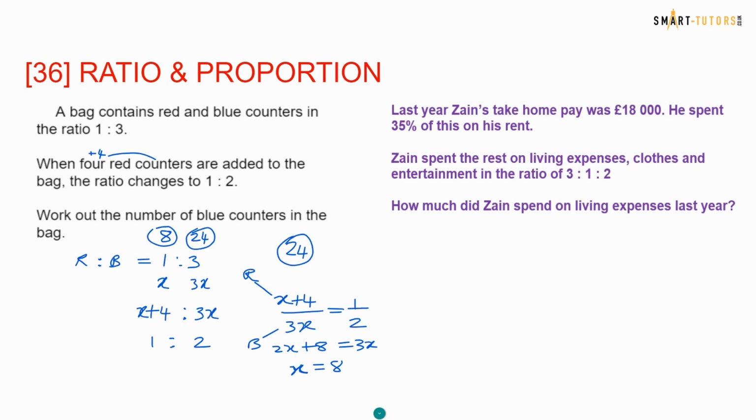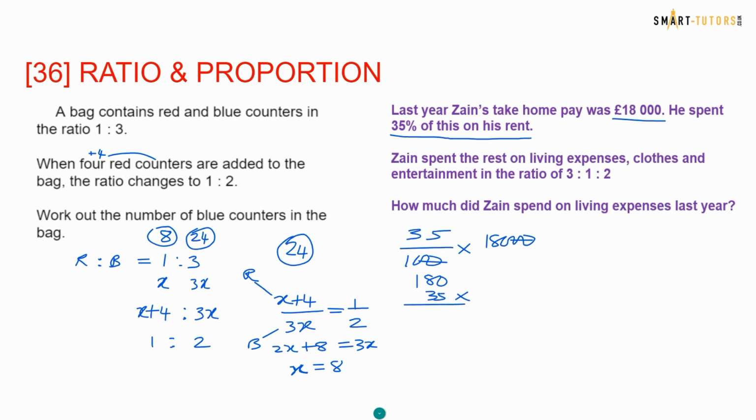Second question, last year Zane took home pay with a salary of 18,000. He spent 35% of this on his rent. 35% means 35 over 100 times 18,000. So the 20s cancel, so 180 times 35.